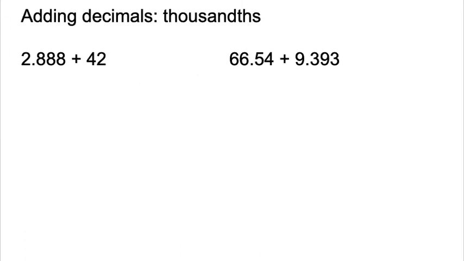This first problem is the one that students have the most trouble with. If we just look at it, we're looking at a number close to 3 and 42. So my estimate would be 42 plus 3. We're looking at something close to 45. So our answer should be close to 45, and that's a pretty close estimate because this number is pretty close to 3.